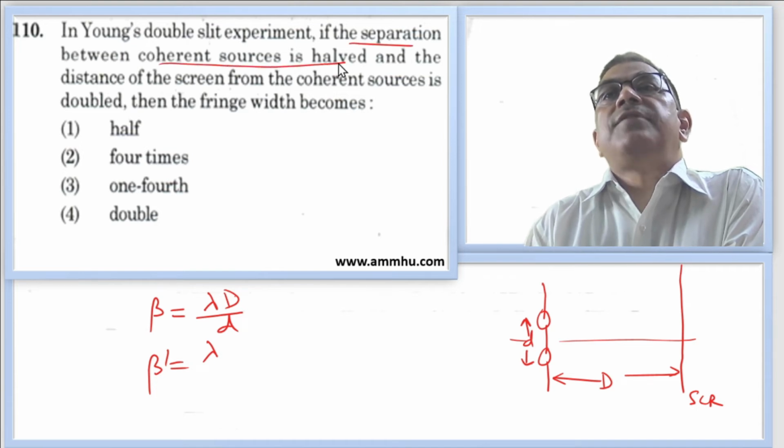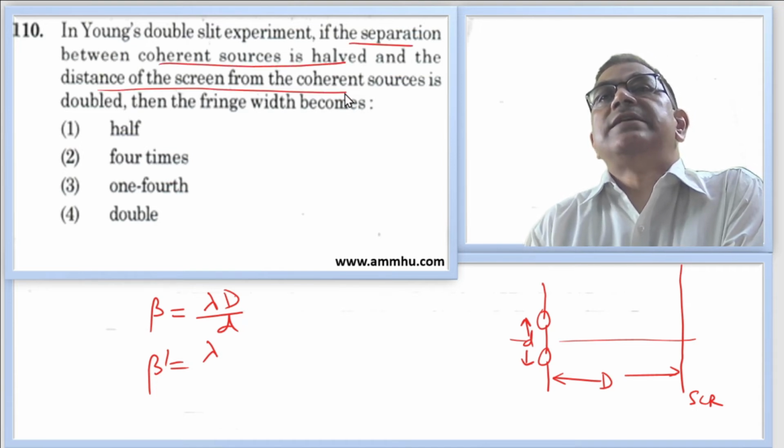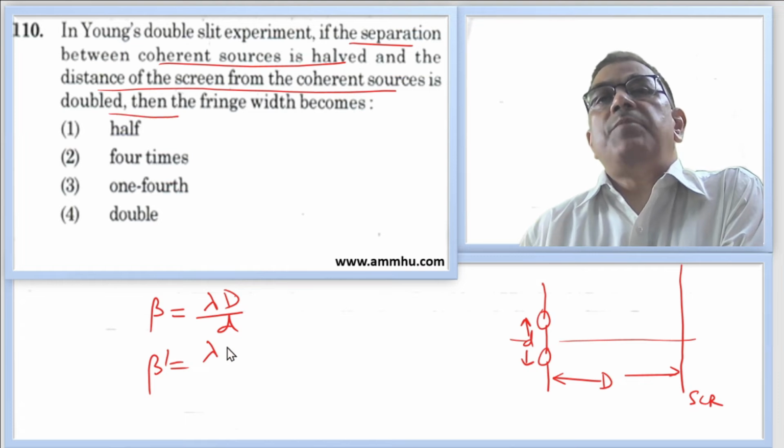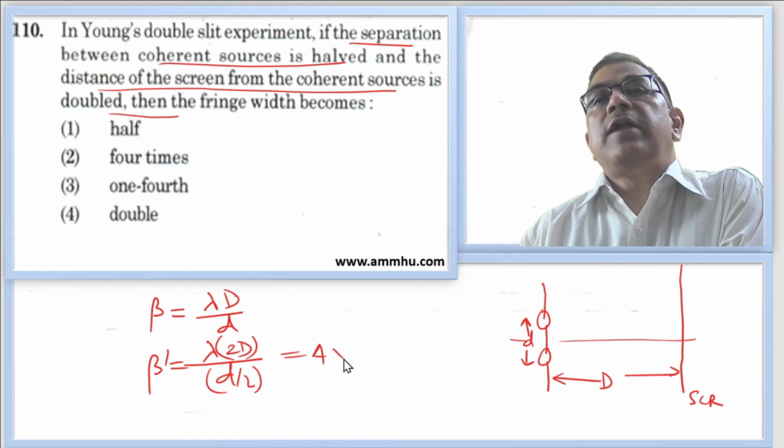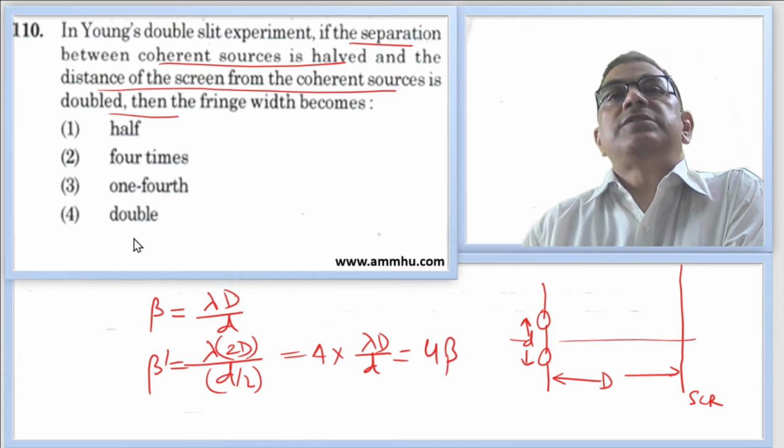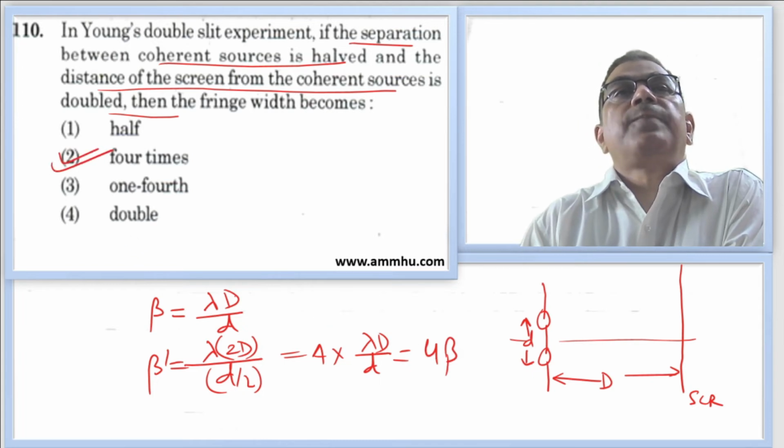Separation is halved, and the distance is doubled. Capital D becomes 2D. A small d becomes d by 2. So we have 4 times lambda capital D by small d. This is equal to 4 beta. So the fringe width should become 4 times.